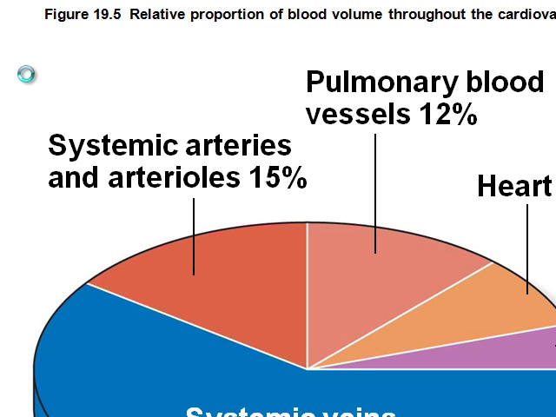So venules are the first ones we see coming up. Those are the small veins that are right after the capillary beds. And then we get into the larger veins. Because the pressure is lower, don't forget, we're going to see valves in veins. And that's going to help prevent backflow. But that's not the only thing that's going to help prevent backflow.